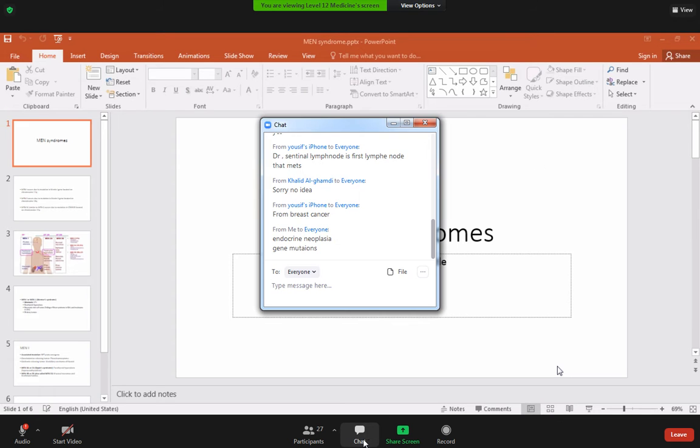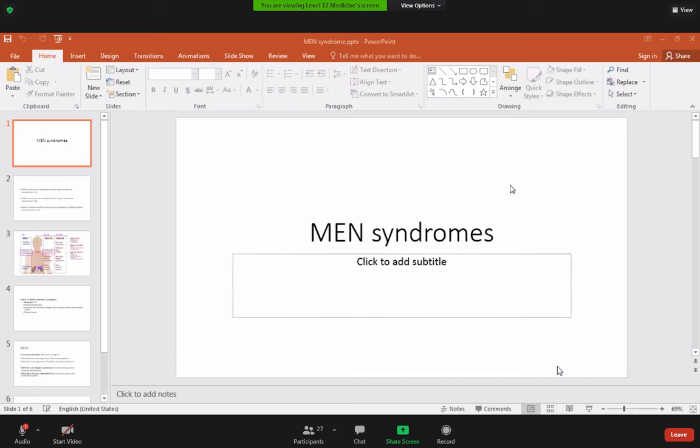A neoplasia syndrome in which multiple endocrine glands are involved. That's why we call it multiple endocrine neoplasia, not just one tumor. You can say a set of more than one endocrine gland tumors are seen in a specific pattern. So we call these MEN syndromes.